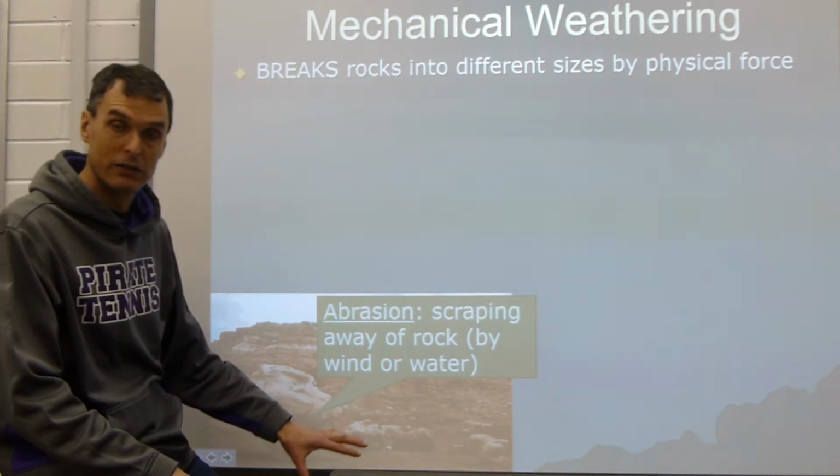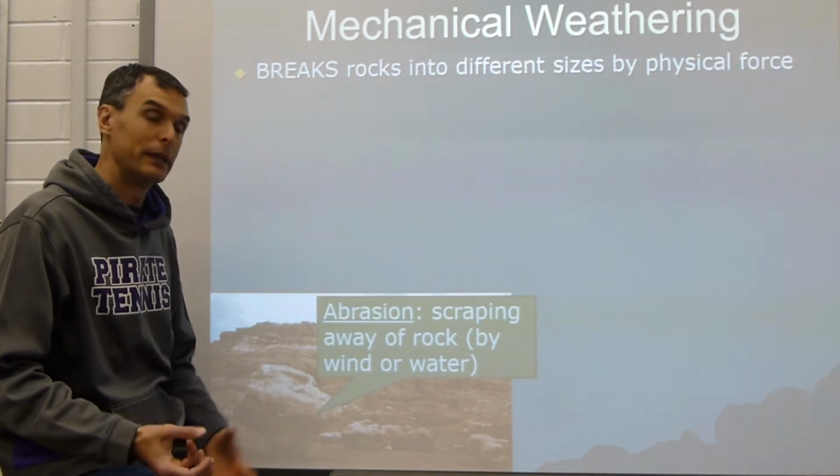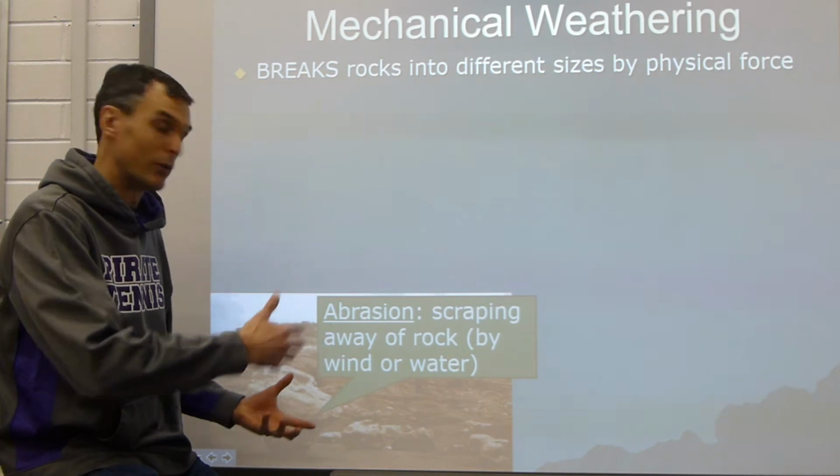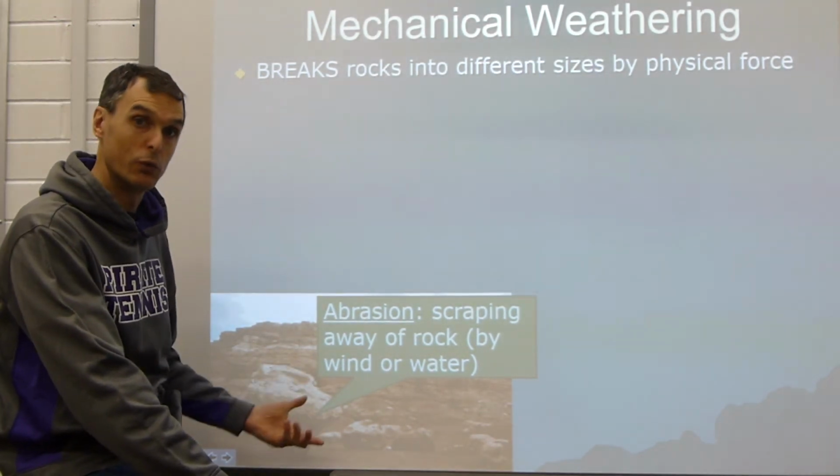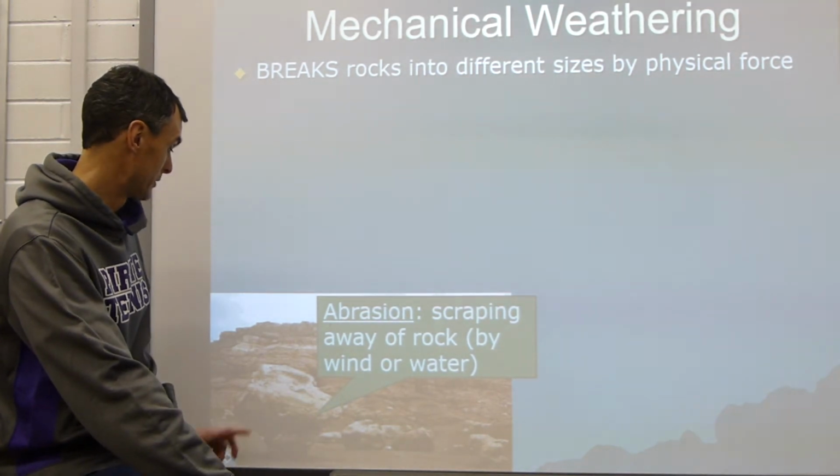The first one is abrasion. So like if you think about wind picking up sand and that sand moving over rocks and scraping the rocks, that's one way that that can happen. Also water can do abrasion in the same sort of fashion.